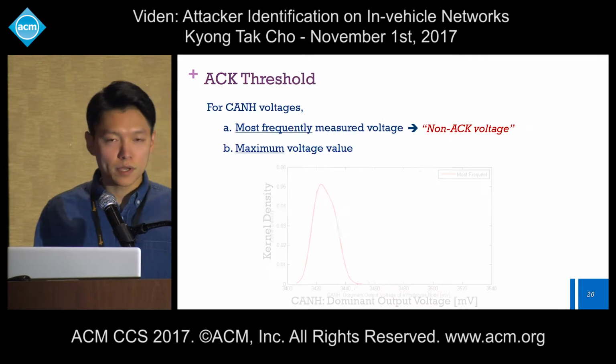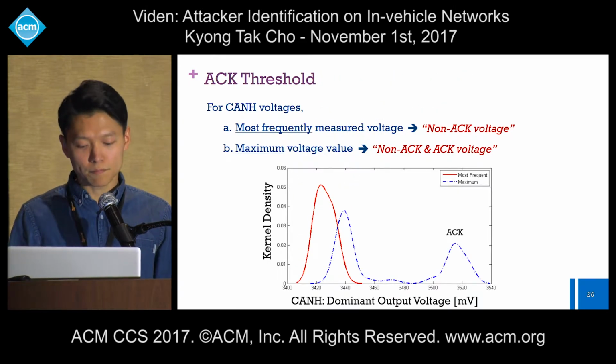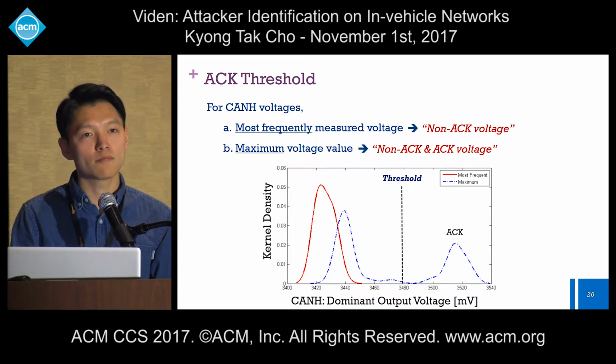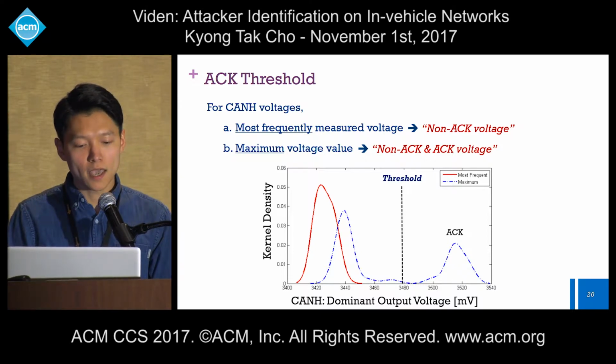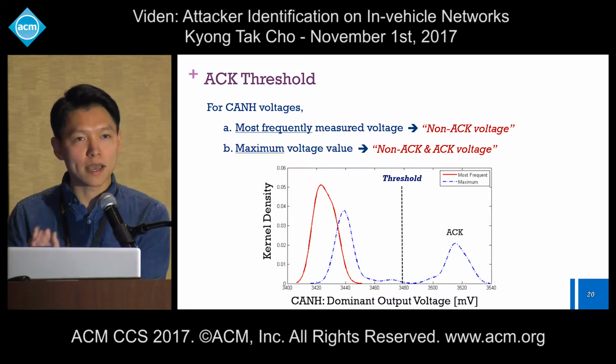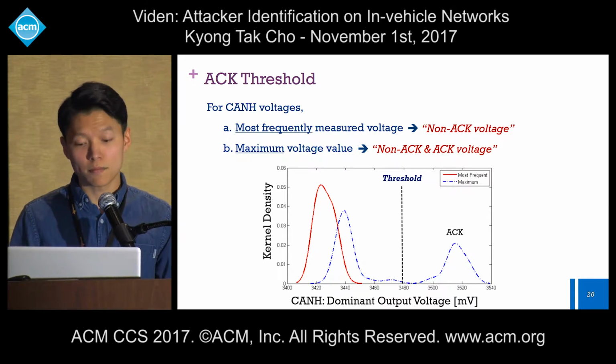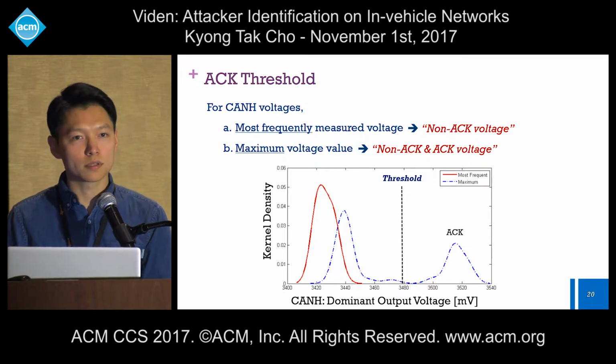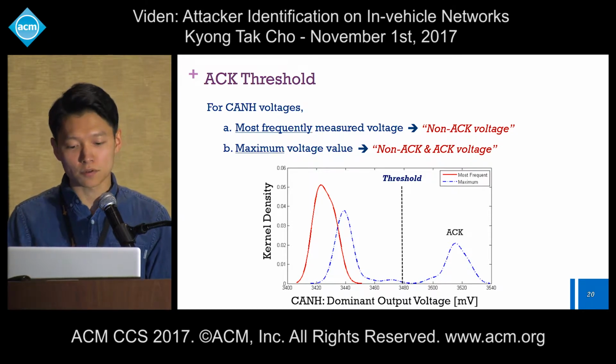Remember, because of the low probability characteristic, if we take, say, 50 measurements for that message ID, the most frequently measured voltage would mostly come from the non-ACK voltage. And if we were always looking at the maximum value within, say, 50 measurements, we would sometimes get measurements from the non-ACK voltage, but as I said, with some probability, we would still measure the ACK voltage.